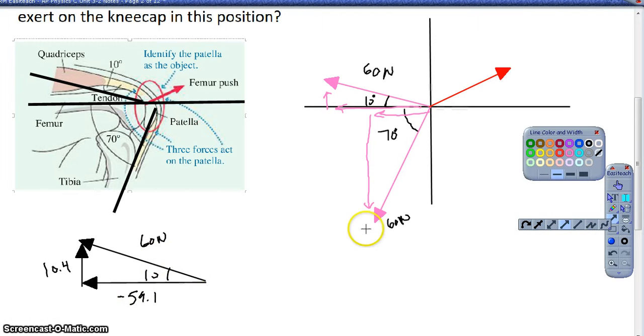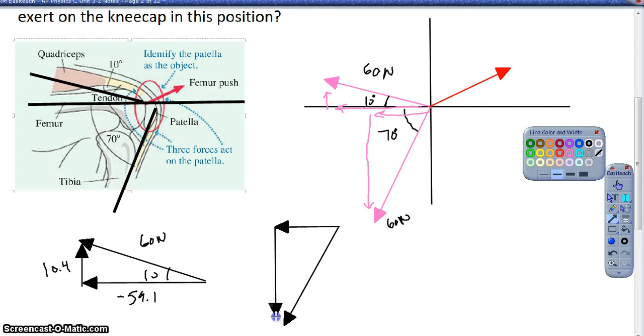Doing the same thing then for the 70 degrees below the horizontal. That one goes partially to the left and partially down. So here this is 60, here this is 70 degrees, and again finding those two components, I'm going to define both of these as negative since they're going to the left and down. So about negative 20.5 to the left and about negative 56.4 newtons going down, right?